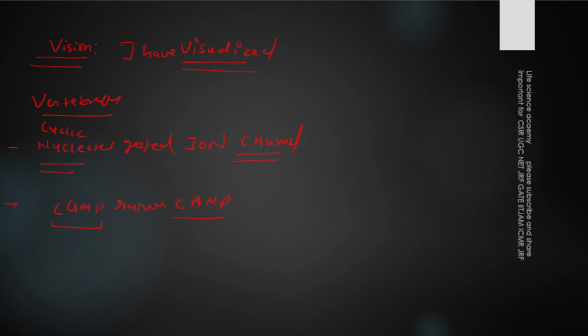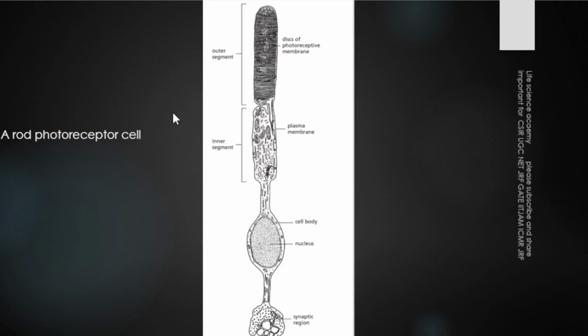So we have the structure of the rod cell. The rod photoreceptor consists of two parts: the outer segment and the inner segment. In the outer segment there are discs of photoreceptive membrane. Lots of enfolding is present in the outer segment for capturing, or trapping, the light.